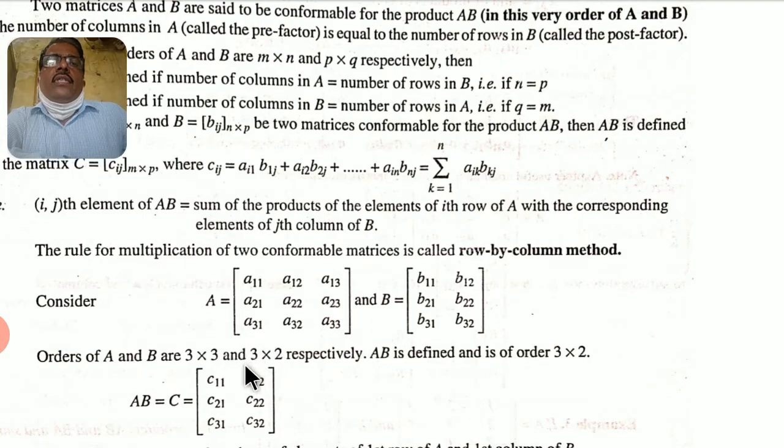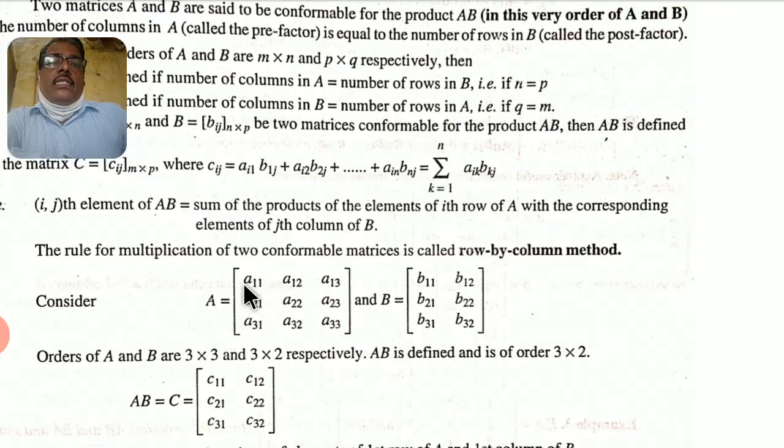Both are equal. Okay, so therefore we can multiply these two matrices, and after multiplication, the order of the matrix becomes what? This 3 gets cancelled, and it becomes 3 cross 2. After multiplication, the matrix is of order 3 cross 2.